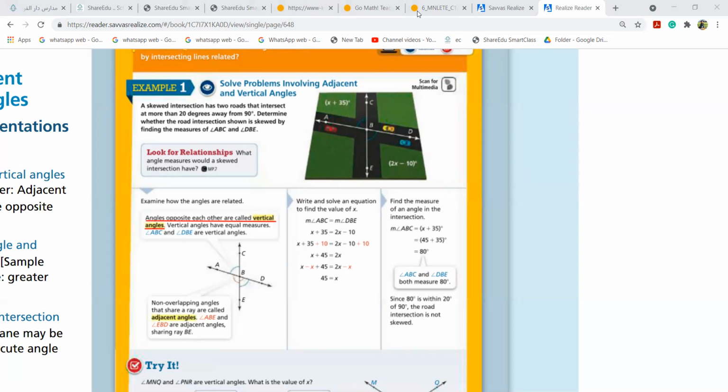Okay, girls. Next, non-overlapping angles that share a ray. Non-overlapping angles that share a ray are called adjacent angles. I will explain what non-overlapping angles are. Like you see this one, these are vertical opposite angles, guys. If you see this angle here and here, this is opposite to each other. They are called vertical opposite angles.